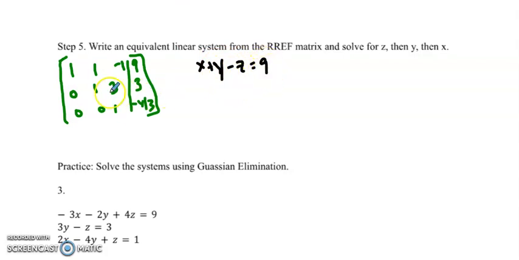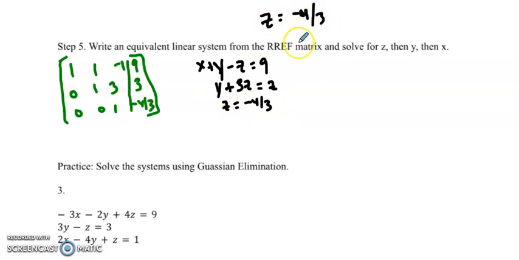equals 9. Then I have 1y plus 3z equals 3. So y plus 3z equals 3. And then I have just 1z equals -4/3. So guess what? -4/3 is my z value. I'm going to write that up here. So I've solved for one of my 3 variables.